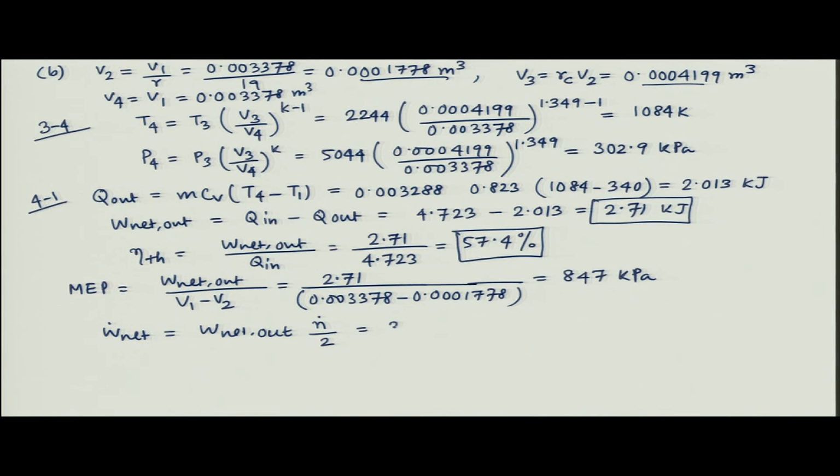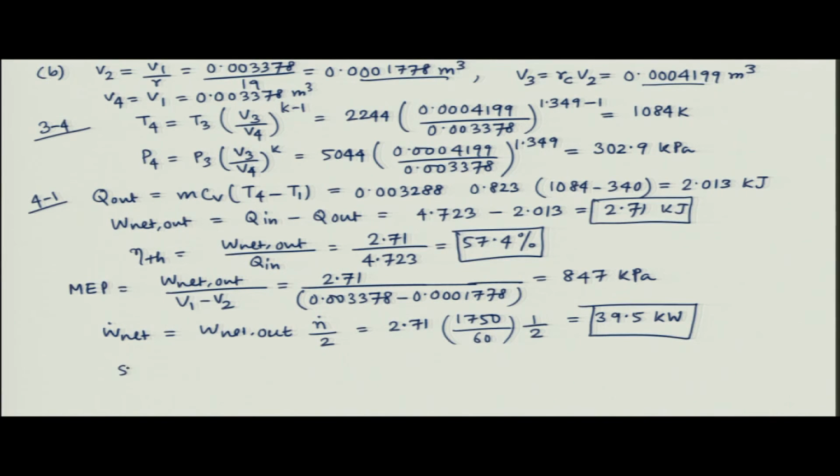So, this is 2.71 kilojoule and n dot is given as 1750 rpm. We have to write it in seconds, so divide by 60 and there is a 2. So, this should be in kilowatt. You will find it as 39.5 kilowatt. So, that is the output of this diesel engine, 39.5 kilowatt.